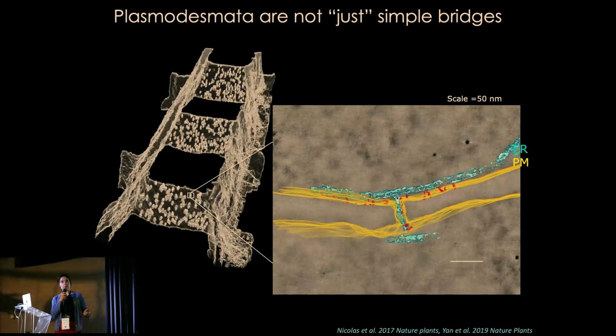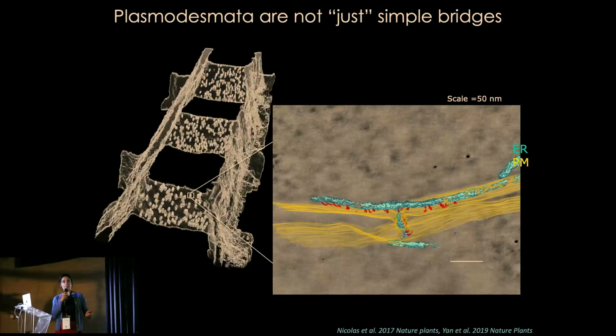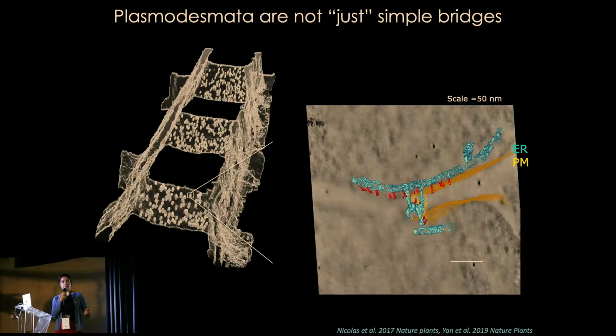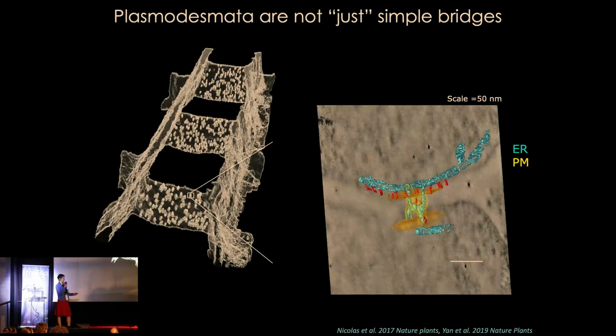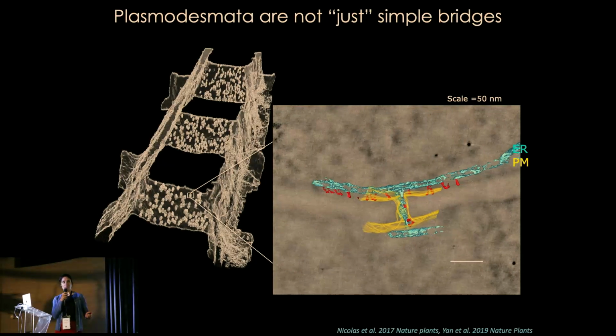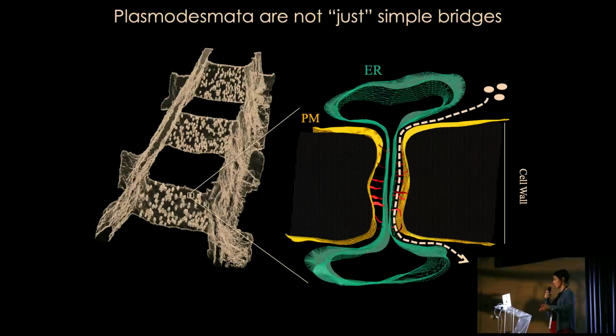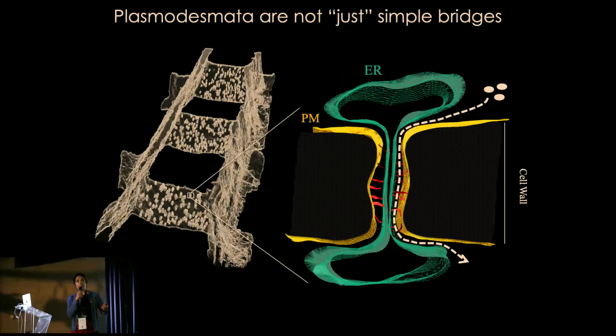This is here the plasma membrane, the extracellular matrix, the cell wall in between the two cells, and the endoplasmic reticulum that actually goes through plasmodesmata. So basically, an ER membrane tube within a plasma membrane tube, the whole thing embedded within the cell wall. And molecules flow within the space between those two membranes.